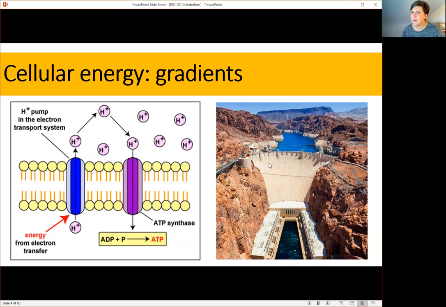I mean, think about what would happen if that dam broke. All that water would come rushing through, aka the energy of motion, a lot of kinetic energy. Concentration gradients are the same. When a lot of molecules are stored on one side of the membrane, it's essentially like damming a river. Tons of energy is stored. We can use that energy to fuel reactions.